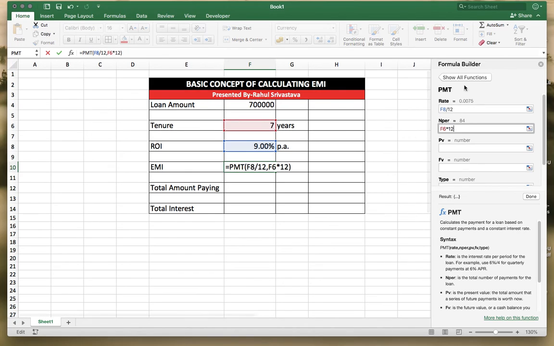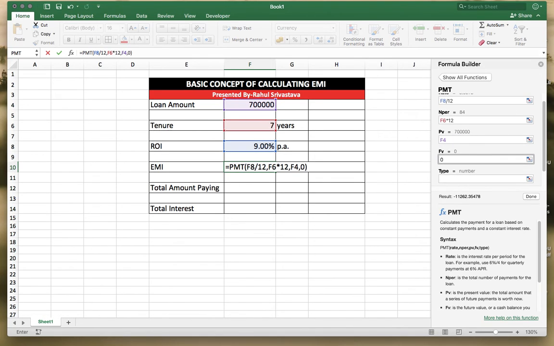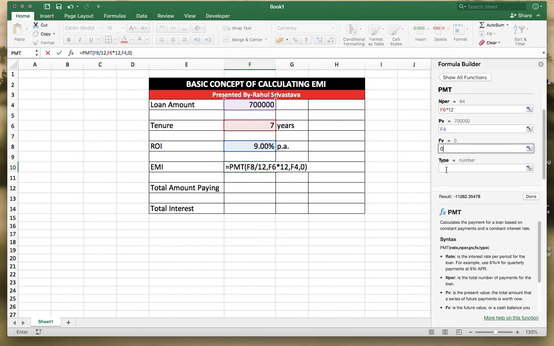Now the third option, what is the present value? Present value is 7 lakh rupees. Now future value we will put as 0. In my subsequent videos I will explain why we should put it as 0. In a very nutshell, when the customer asks for a loan and we give him a sanction for the loan at the beginning of the month on which the loan has been sanctioned, he is not going to repay anything, so the EMI starts immediately after the next one. So we'll be typing here 0.